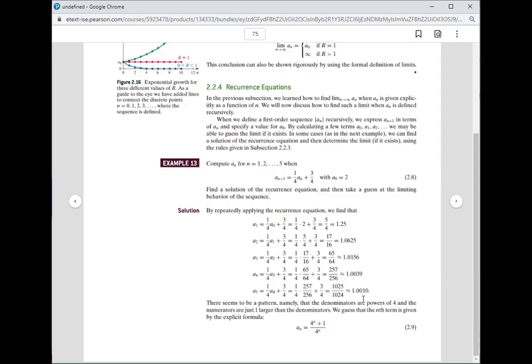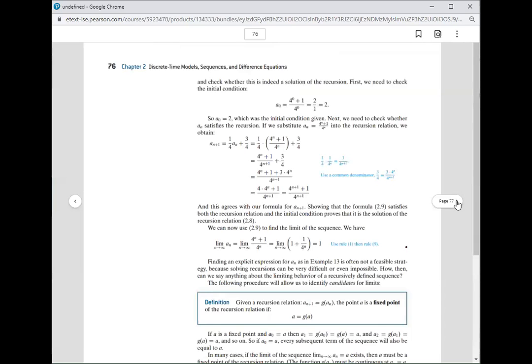So now we can write it as this. Okay, so this is the explanation of how you can get this formula, right? Okay. So if you take the limit, it will give you also 1.